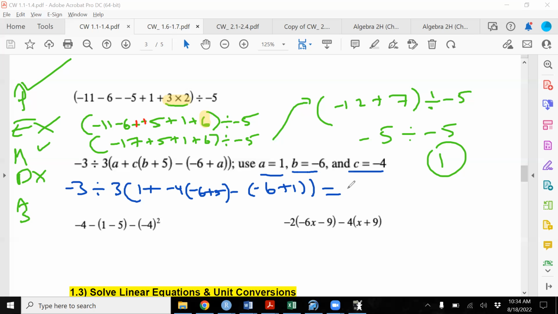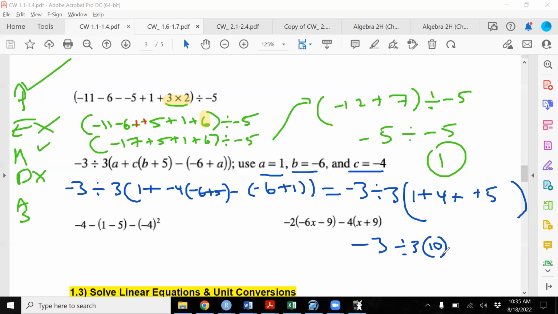So let me rewrite it. So you have negative 3 divided by 3. And then what do we got inside this parentheses here? We got 1 plus 4, because you're going to have negative 1 here, but times negative 4 is 4. And then what do you have over here? Oh, are you getting 0? That's because you're mixing up the negatives. What's negative 6 plus 1? Negative 5. But you're minusing a negative, so it comes out positive. Then you got negative 3 divided by 3 times 10.